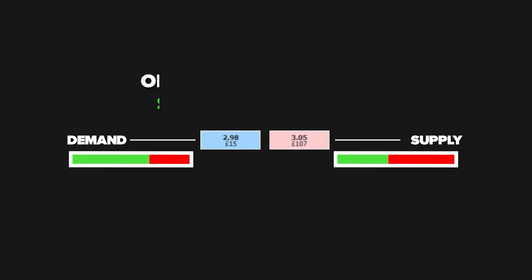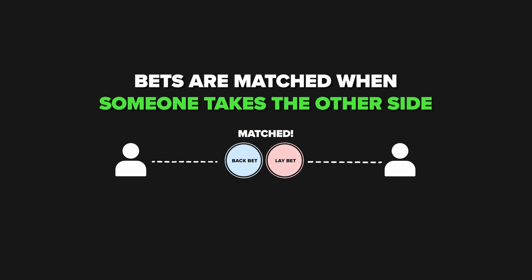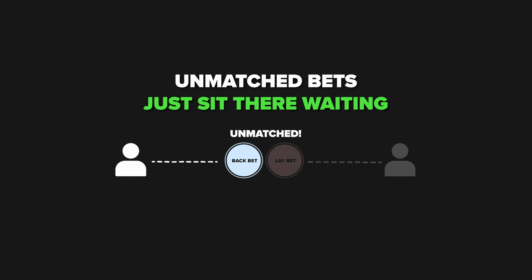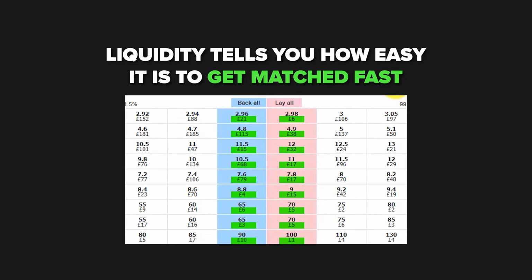So to summarise, odds move because of supply and demand, bets are matched when someone takes the other side, unmatched bets are just sitting there waiting, and liquidity tells you how easy it is to get a bet matched fast. So now that you understand why the odds move and how your bets are matched, let's pull it all together in a live example, and I'll show you how this works in real time along with some useful tips.